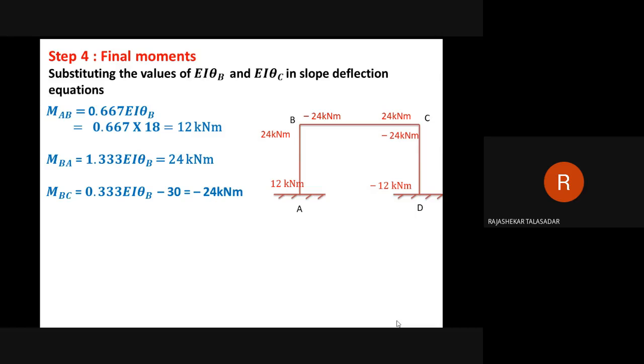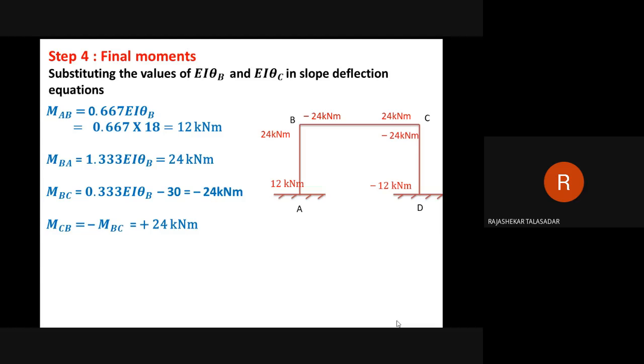Now, after writing these three, I told you how to write these. Then I will write now MCB. What is that now? It will be minus MBC. MBC is minus 24. Minus into minus, it will become plus 24. MCD is minus MBA. MBA is plus 24, so it will become minus 24. Then MDC equals minus MAB. MAB is plus 12, so it will become minus 12 kilonewton meter.